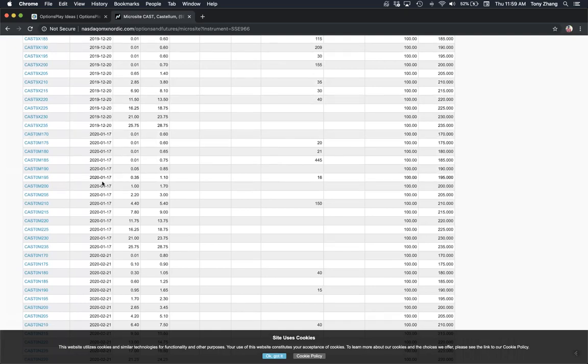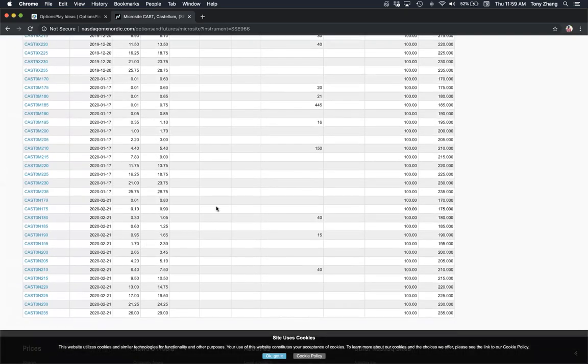You can choose from December, January, February, and there's lots of strike prices. There's anywhere from 170 all the way up to 235. So when you're selling a put, how do you choose what expiration date, what strike price? When you're selling a call, how do you do the same thing? This is, I think, the most confusing part for users once they learn the concept, right?